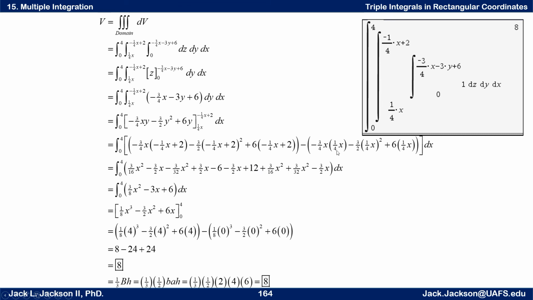3/4 times 1/4 is 3/16. X times x is x squared. So that's 3/16 x squared, positive. All right, here I've got a square that's positive, a negative that's going to be a positive term. It's an x squared term. 1/4 squared is 1/16 times 3/2 is 3/32. So that's positive 3/32 x squared.